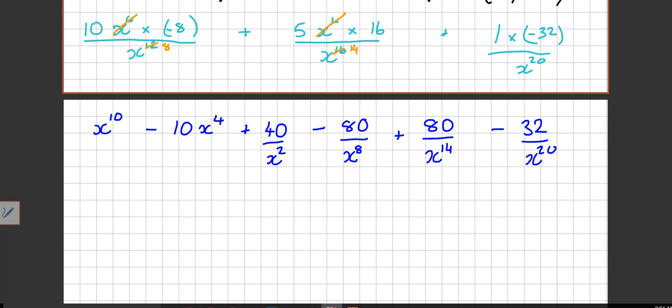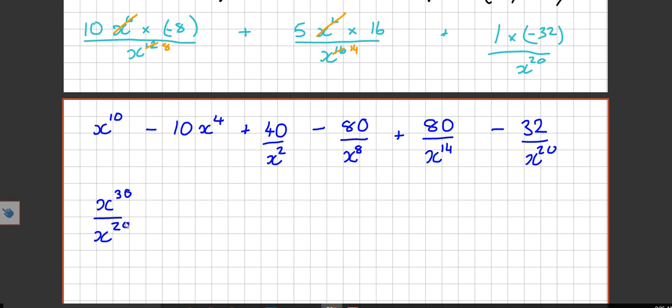So, what denominator should we use? So all of these we're going to multiply by an x to the power of something, aren't we? Yeah? So we'll probably get them all to x to the power of 20. So x to the power of 10 needs to be x to the power of 30 over x to the power of 20.